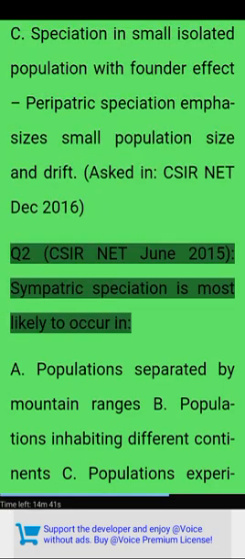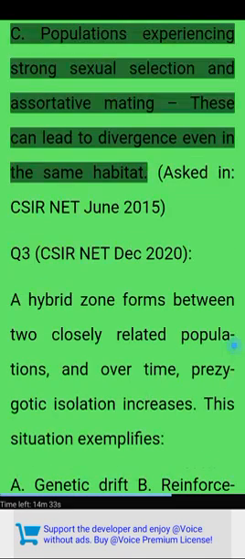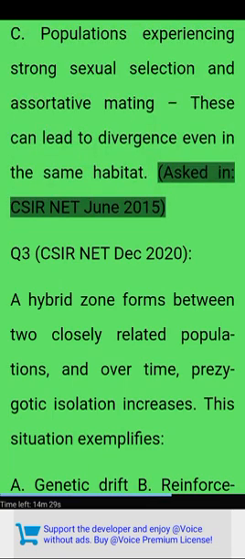Q2, CSIR NET June 2015. Sympatric speciation is most likely to occur in A, a population separated by mountain ranges. B, populations inhabiting different continents. C, populations experiencing strong sexual selection and assortative mating. D, populations with no change in environment or mating behavior. Answer: C, populations experiencing strong sexual selection and assortative mating. These can lead to divergence even in the same habitat. Asked in CSIR NET June 2015.